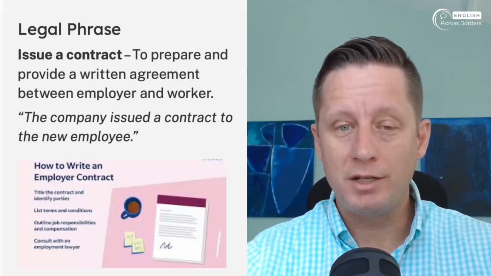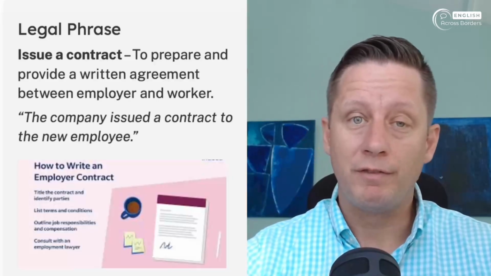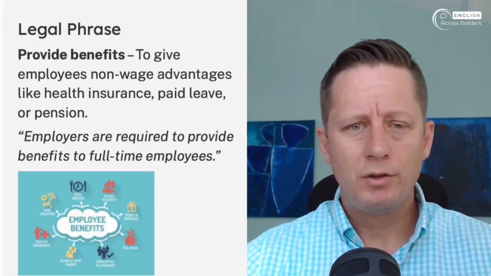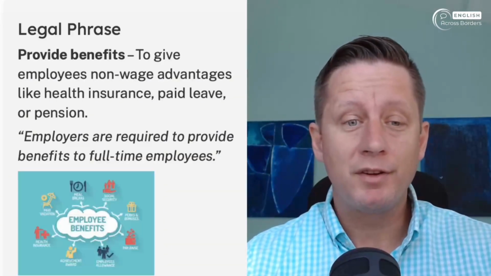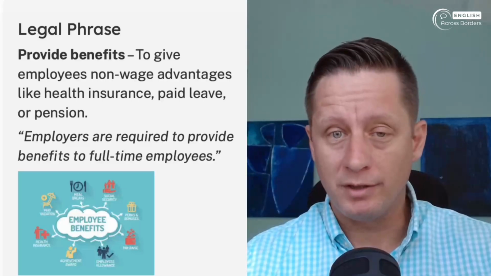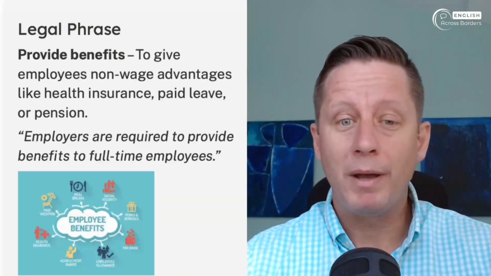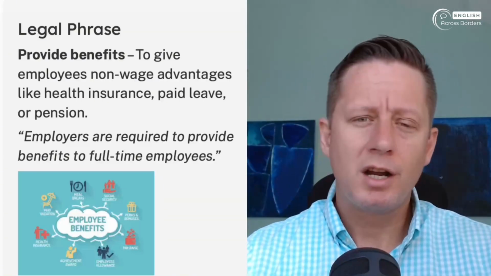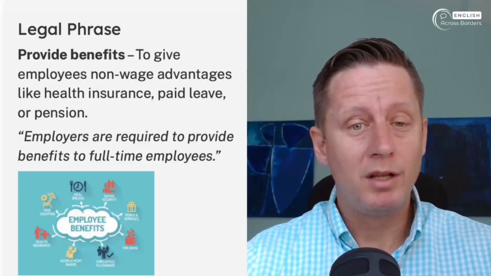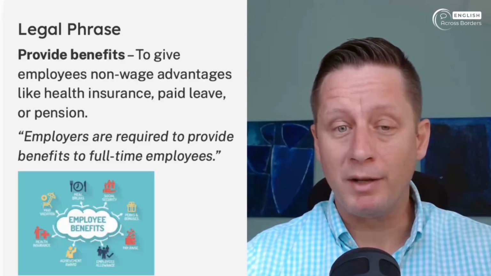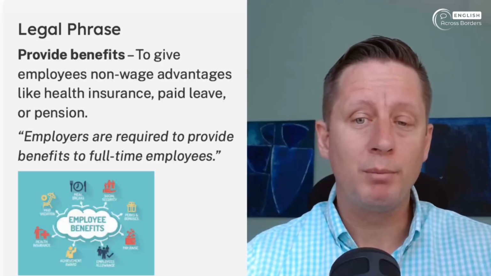Issuing the correct contract is essential for defining the working relationship. To provide benefits means to give employees extras beyond their salary, such as health insurance, vacation pay, or pension contributions. Contractors usually do not receive these. For example, employers are required to provide benefits to full-time employees.